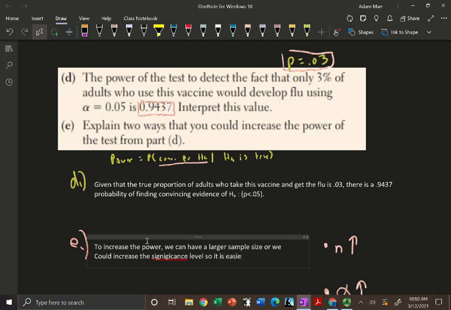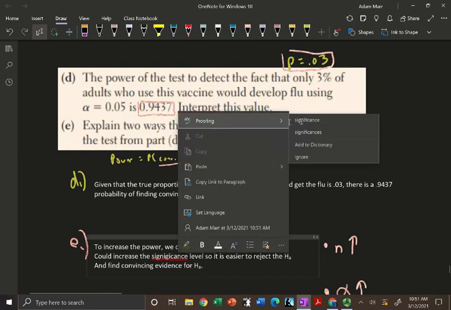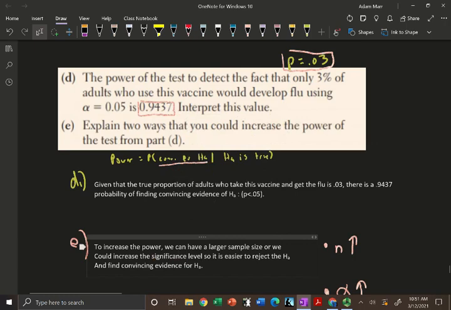So it is easier to reject the null and find convincing evidence for the alternative. That's all you have to say. So to increase the power, we can have a larger sample size, or we could increase the significance level so it's easier to reject the null and find convincing evidence for the alternative. And that's it.